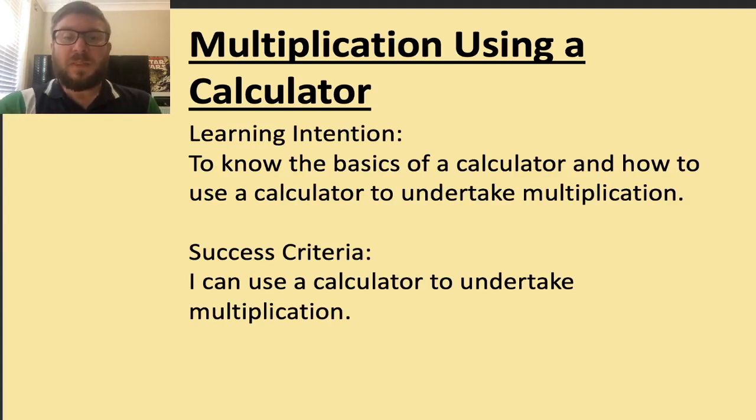Your learning intention was to know the basics of a calculator and how to use a calculator to undertake multiplication. Your success criteria was to use a calculator to undertake multiplication. Now, if you can go onto Seesaw and record yourself using a calculator at home, or show us how you've done it at home, you can then prove to us that you've met that success criteria, that you can use a calculator to undertake multiplication. Remember, girls and boys, always clear your calculator when you start and only hit equals once. If you do that, I'm sure you'll reach your success criteria.